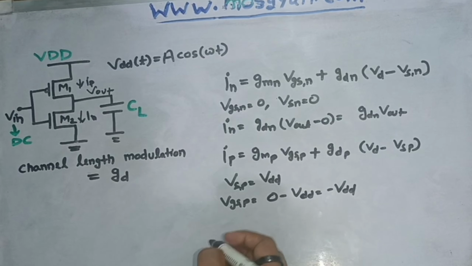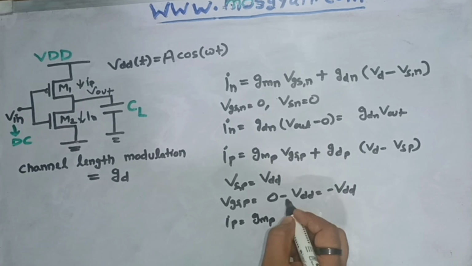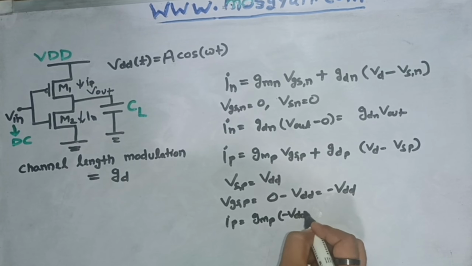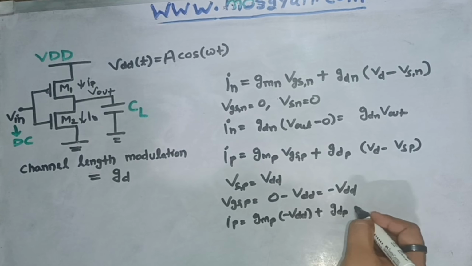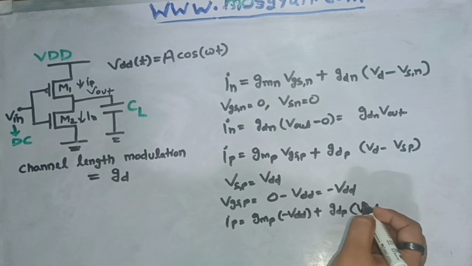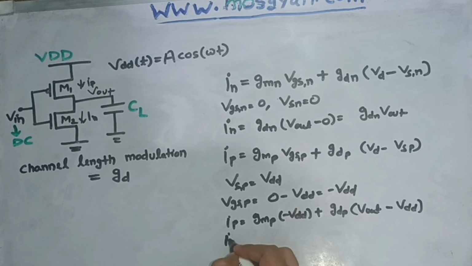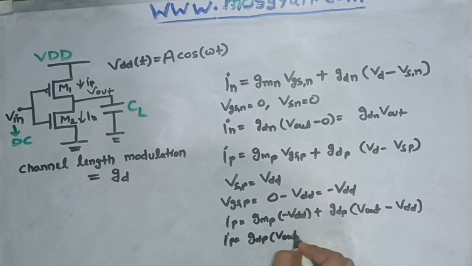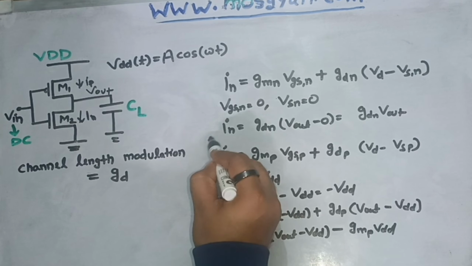If I replace this value in this equation, I get IP equal to GMP into VGS, which is minus VDD, plus GDP into VD. VD is V out and VS is VDD. So if I simplify this, I can write IP equal to GDP into V out minus VDD, and since it becomes negative after multiplication, minus GMP into VDD. So we have calculated IP and we have calculated IN.